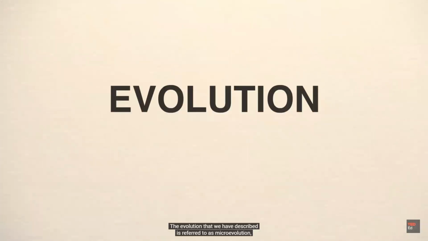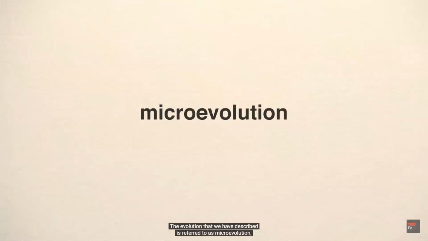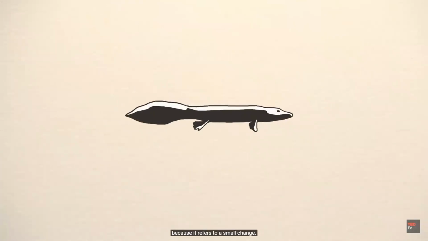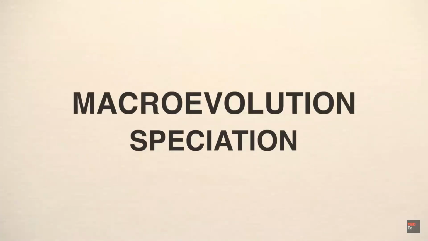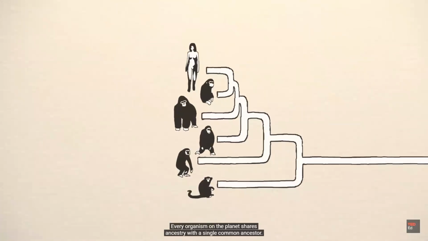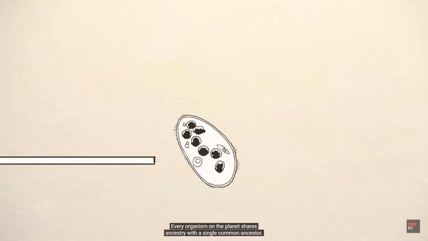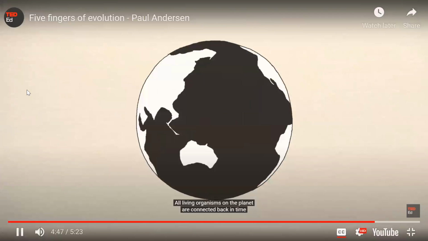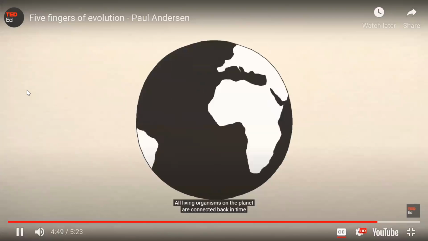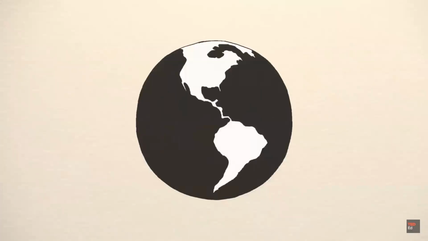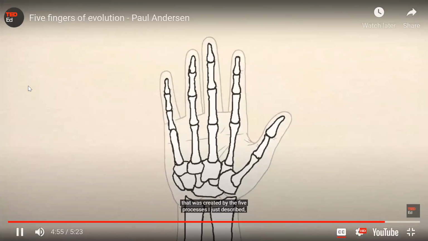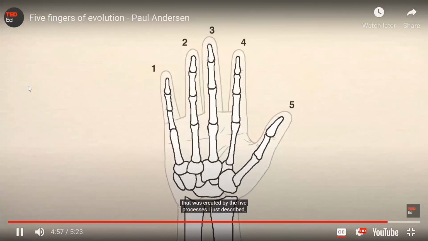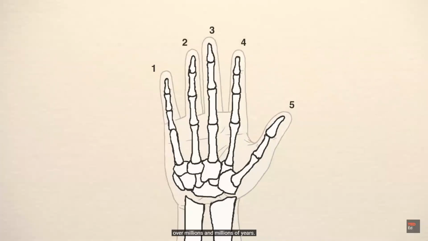The evolution that we have described is referred to as microevolution because it refers to a small change. However, this form of evolution may eventually lead to macroevolution or speciation. Every organism on the planet shares ancestry with a single common ancestor. All living organisms on the planet are connected back in time through the process of evolution. Take a look at your own hand. It's an engineering masterpiece that was created by the 5 processes I just described over millions and millions of years.